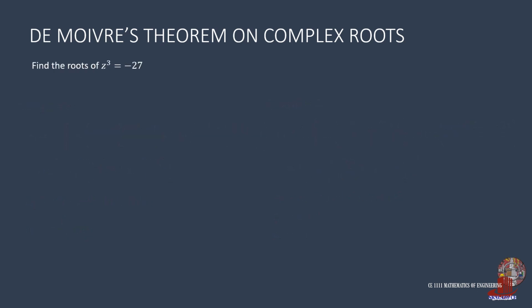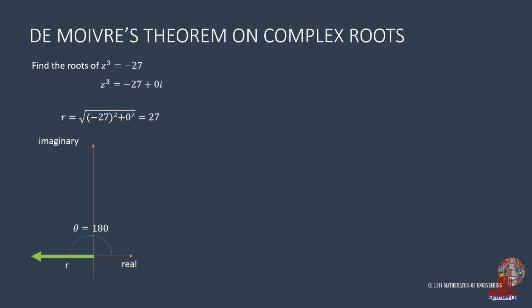With the next example of finding the roots for negative 27, z cubed is interpreted as negative 27 plus 0y. The modulus is the root of negative 27 squared plus 0 squared, which turns out as positive 27. Placing the complex number into the Cartesian plane, the vector shown as a horizontal arrow pointing to negative 27. Thus, the argument is then seen as 180 degrees.